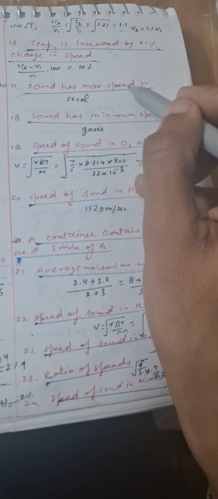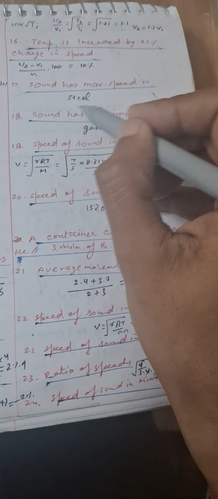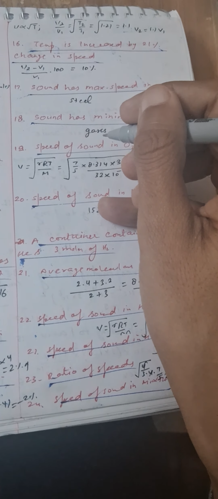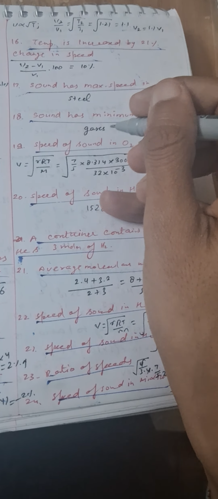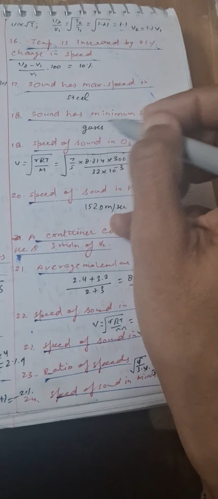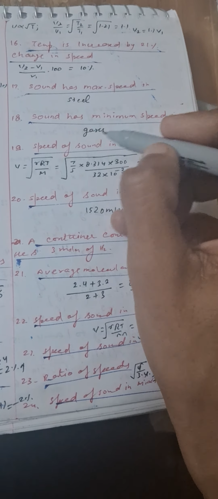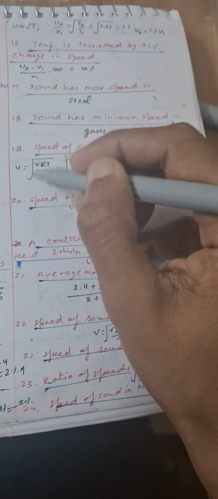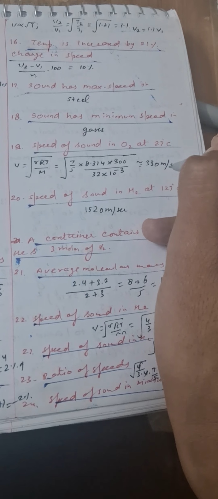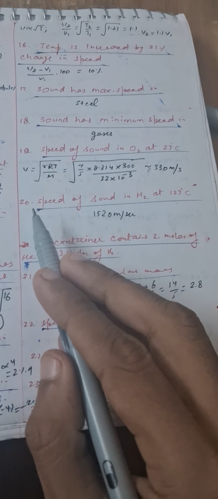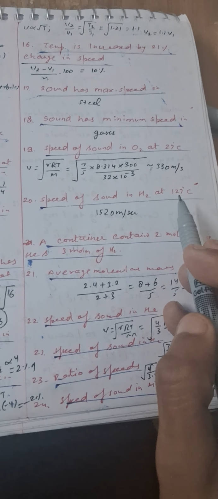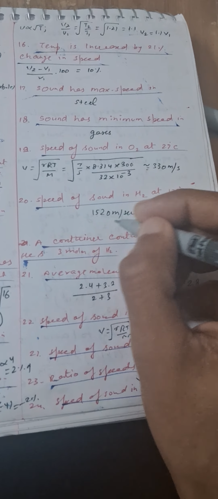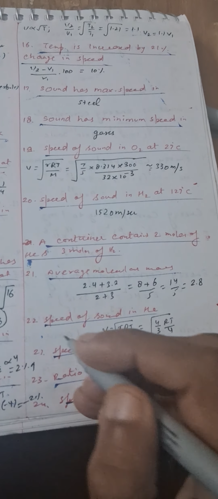Now, sound has maximum speed in steel, as steel is close to an ideal rigid body. Next, sound has minimum speed in gases. Next is the speed of sound in oxygen at 27 degrees centigrade. Using the formula root gamma RT by M, it is about 330 meter per second. Next is the speed of sound in hydrogen at 127 degrees centigrade. Using the above formula, the speed comes out to be about 1520 meter per second.